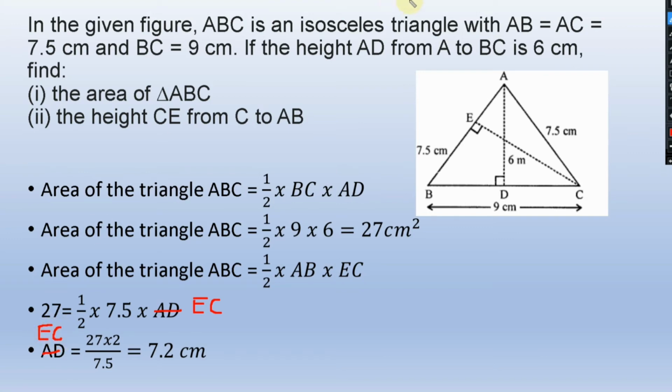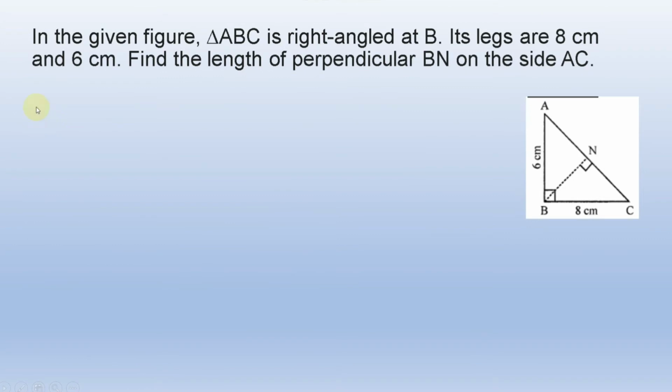Now let's move on to the next question. In the given figure, triangle ABC is a right angle triangle at B. We need to find its perpendicular length BN to side AC. So first thing, we can calculate the area of the triangle.